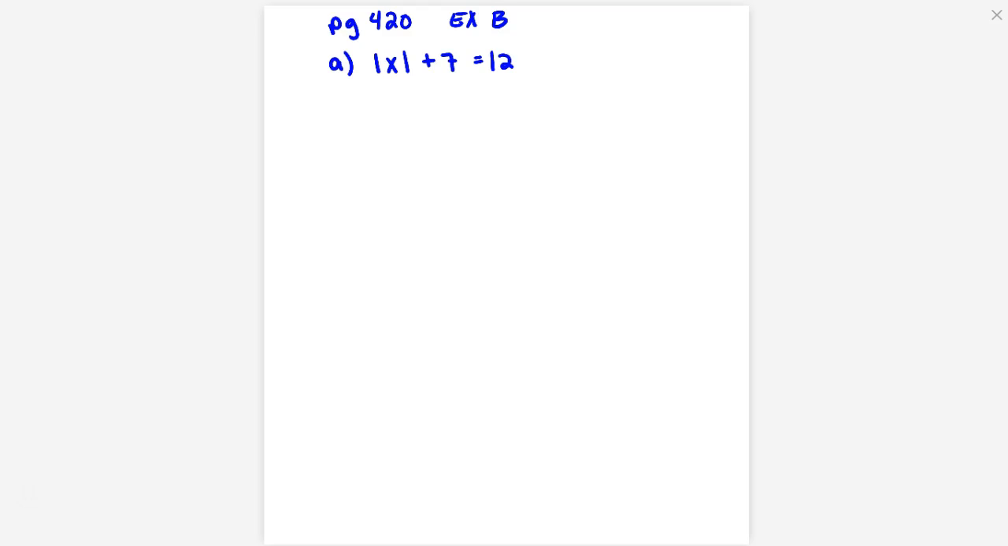So the first thing we're going to do, it's the same as solving for any equation, is subtract 7 from each side.